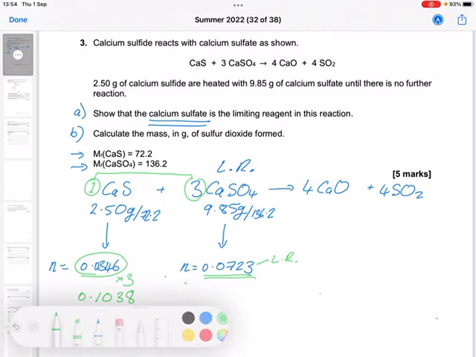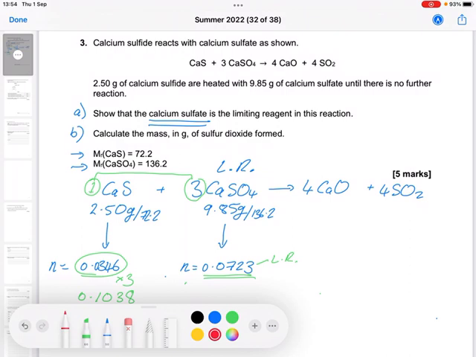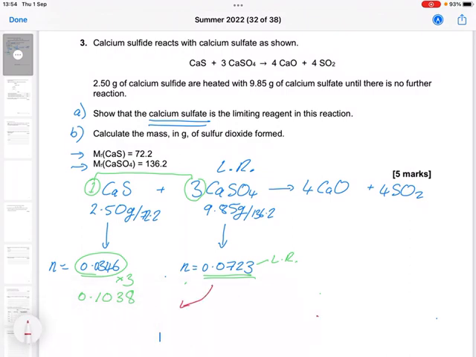Okay, so if I go back the other way, and I'll do this one in red, it's a 3-to-1 ratio, so I'd now need to divide by 3. So 0.0723 divided by 3 equals 0.0241. So I'm comparing this number with that number, and again you can see that this is the smallest amount, which means this will be my limiting reagent. So when you're comparing these numbers, you're always comparing what you've timesed by 3 with the other one, or divided by 3 with the original one.